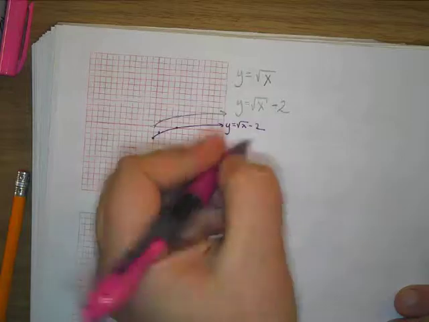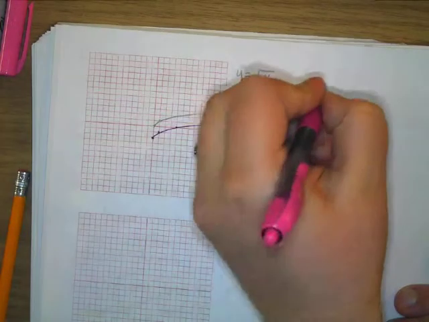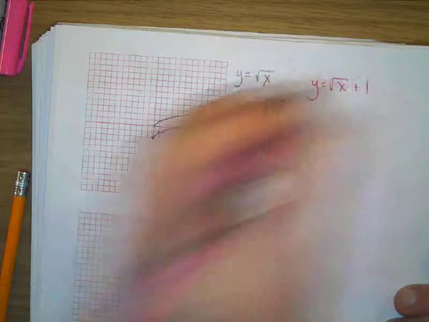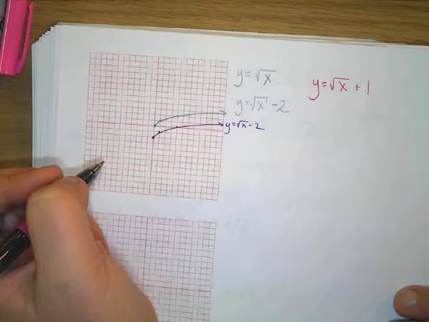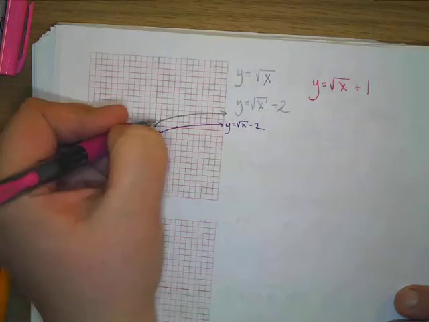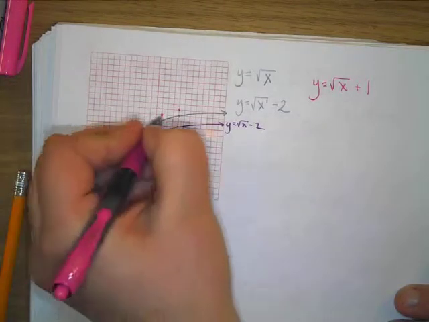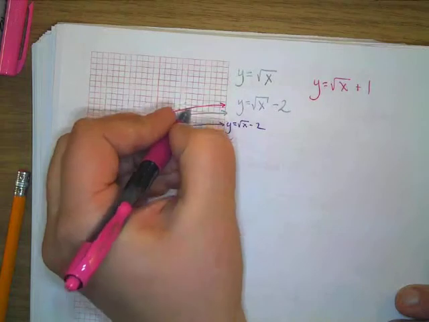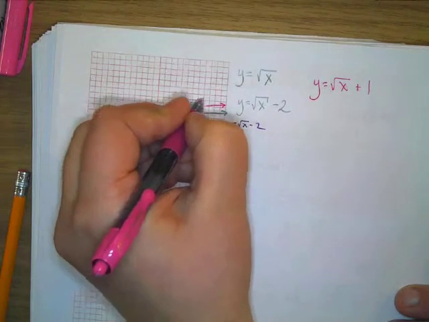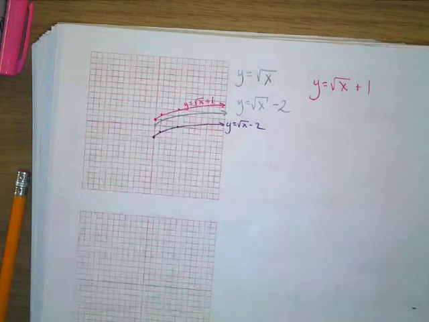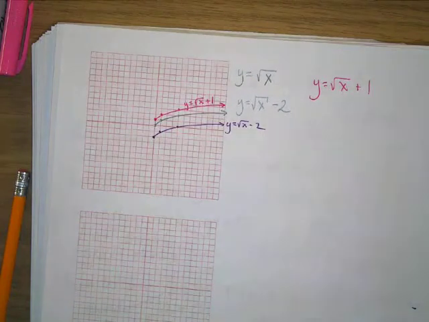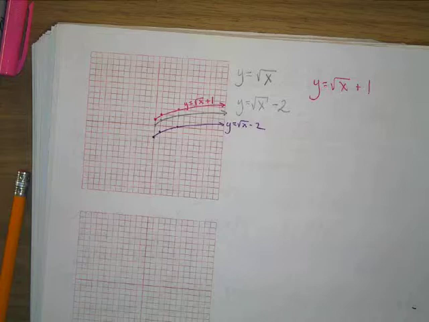And then, what about this one? Moves it up 1. So take your original parent function and move it up 1. Are we okay with the vertical translations? Alrighty.